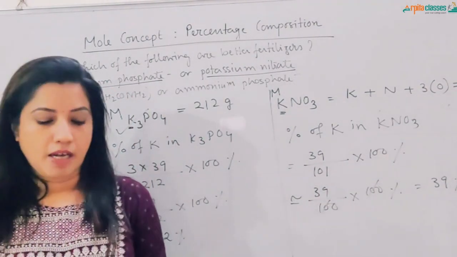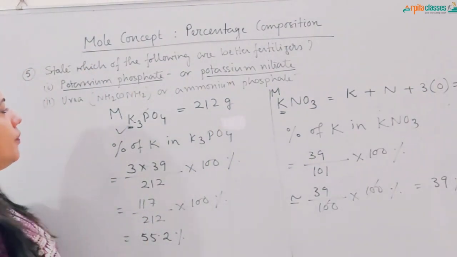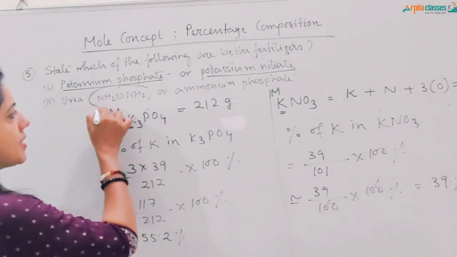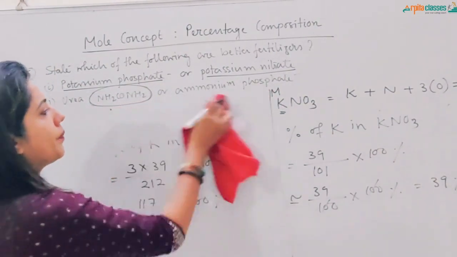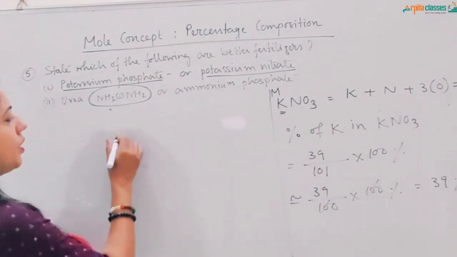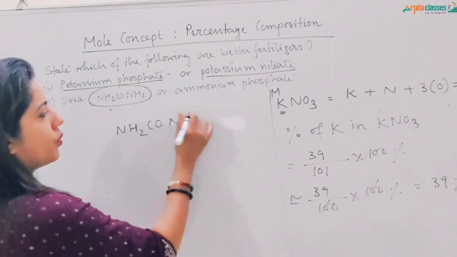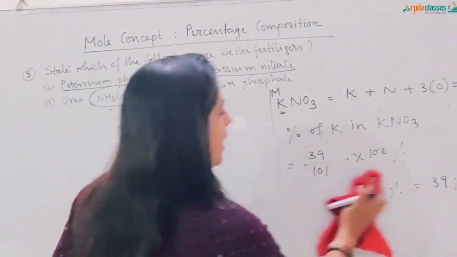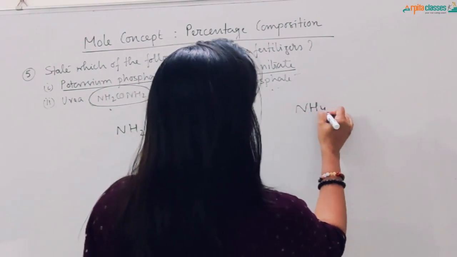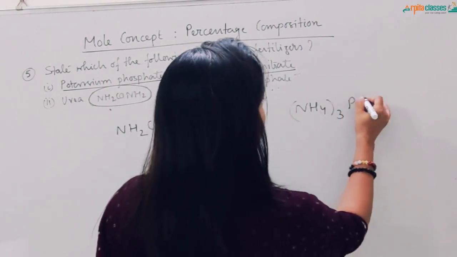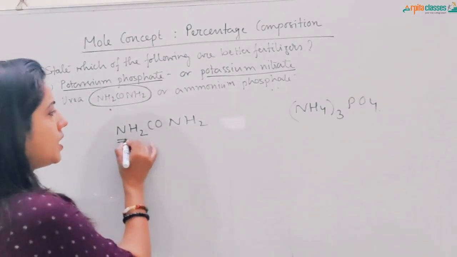So we can write down that K3PO4 is the better fertilizer. In a similar way, if you have to find out which one is the better fertilizer, urea or ammonium phosphate, just look at it. The formula for urea is NH2CONH2. And the formula for ammonium phosphate is (NH4)3PO4. Now in both fertilizers we can see nitrogen is common.